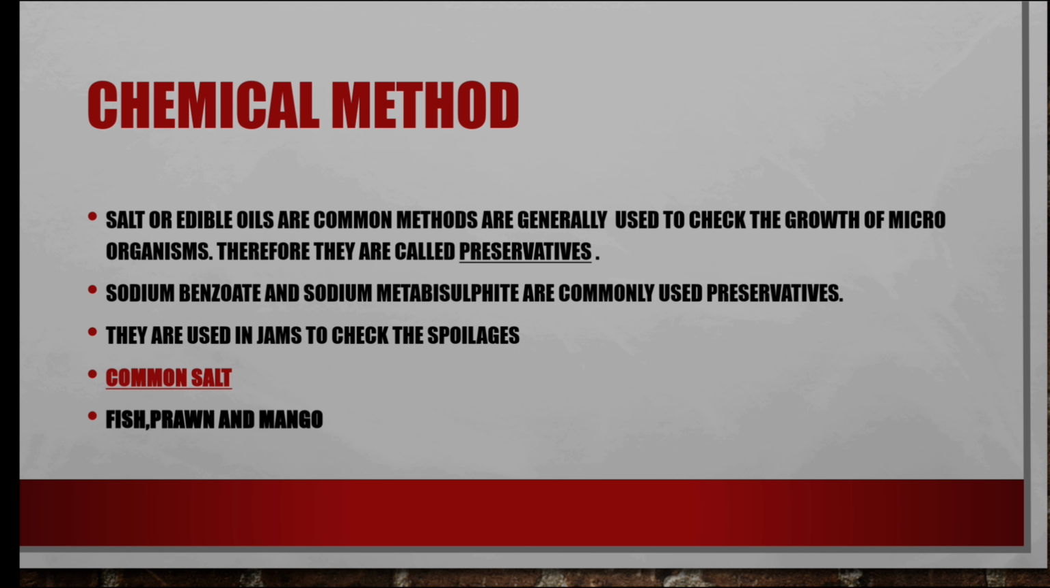Next, common salt. Salt is used to preserve different items. In pickle, you see, salt is used to preserve different items. In fish, prawn, and mango in the supermarket, you see some salt is applied on top of them to avoid spoilage. Common salt is very, very special here.